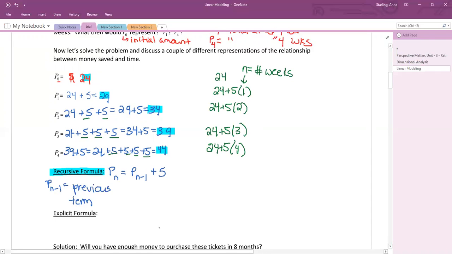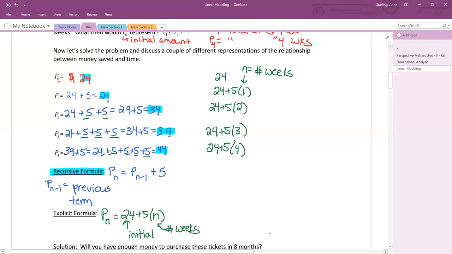So what this means is that at any point in time, I can get a P(n), such as the 52nd week, for example, by taking that initial value and adding 5 times the amount of weeks it took. So that was my initial, and that was my number of weeks.